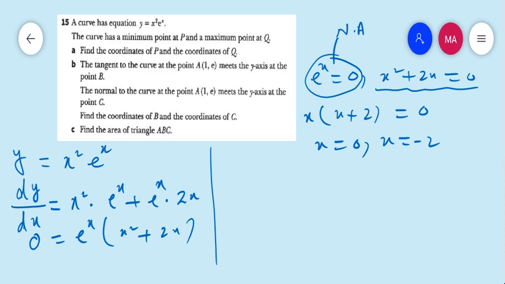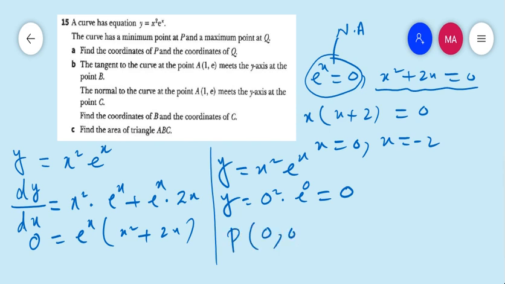So obviously the coordinates of P are for the maximum and the coordinates of Q for the minimum. So first put x is equal to 0 in the given equation. y is equal to x square e^x. Putting x as 0: 0 square e^0, something multiplied by 0 is 0. Therefore, the point P has coordinates (0, 0). Why is this P? Because this is the minimum point, and for the maximum point we have to use x is equal to minus 2.